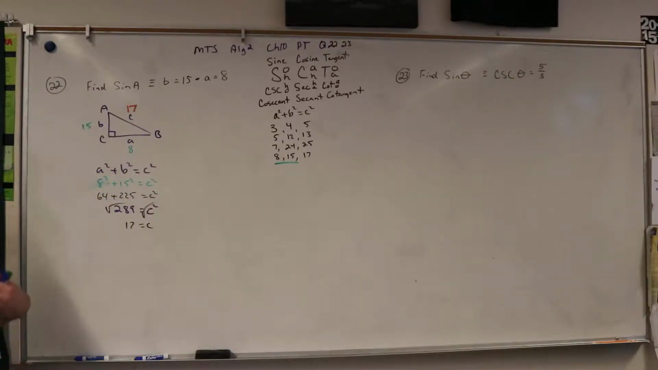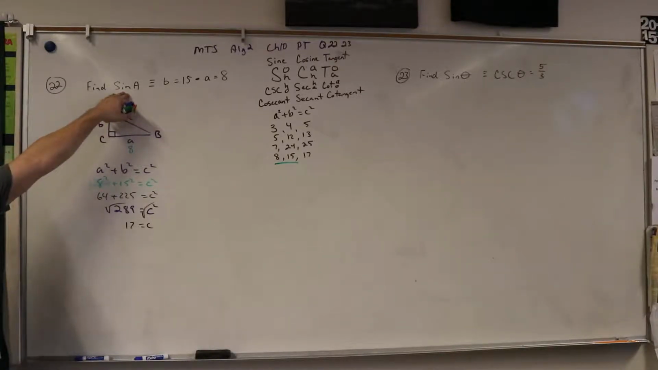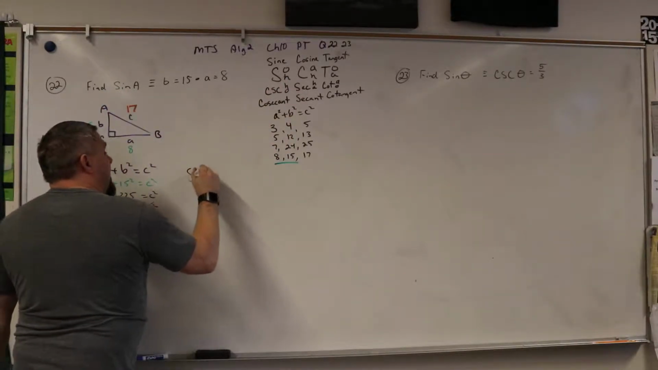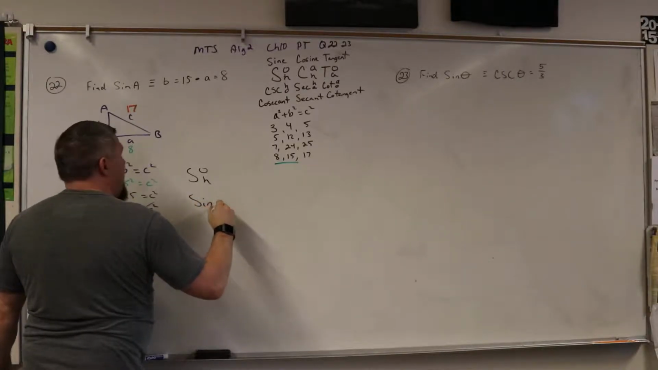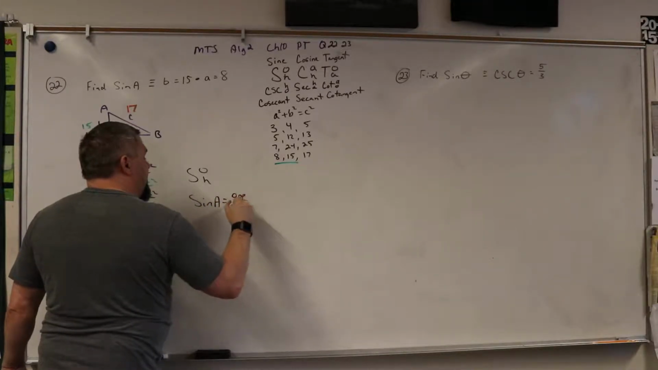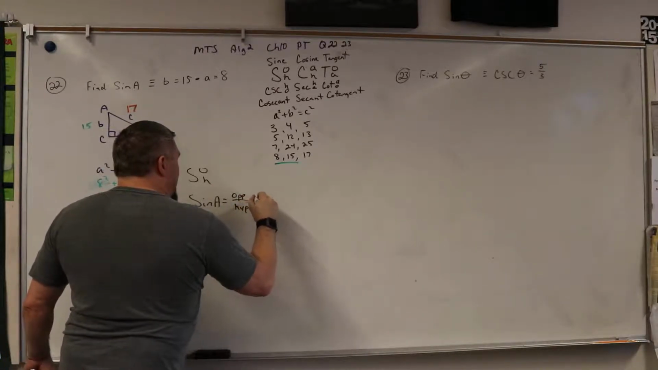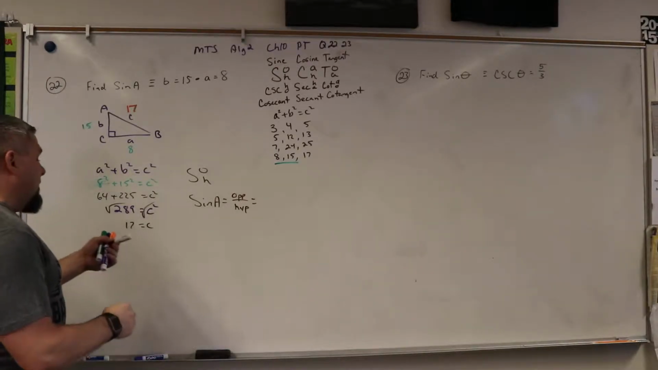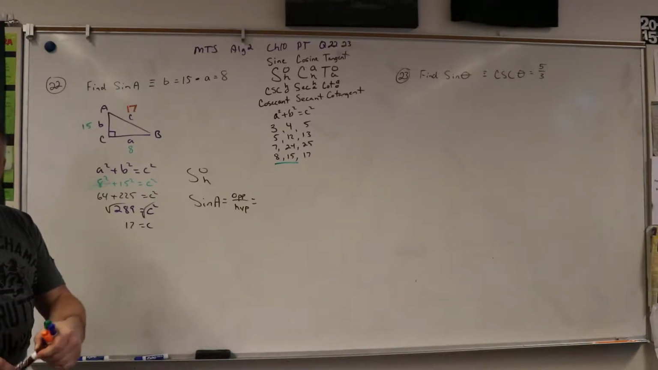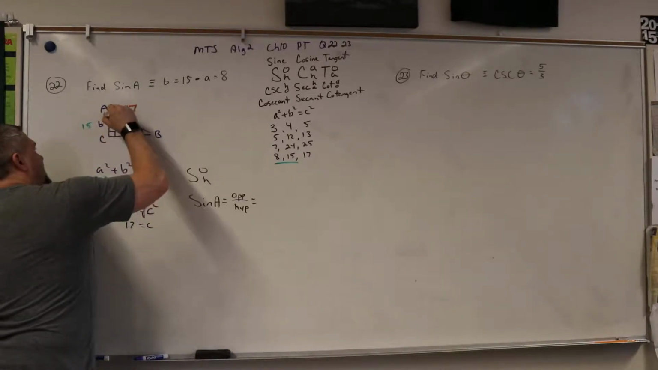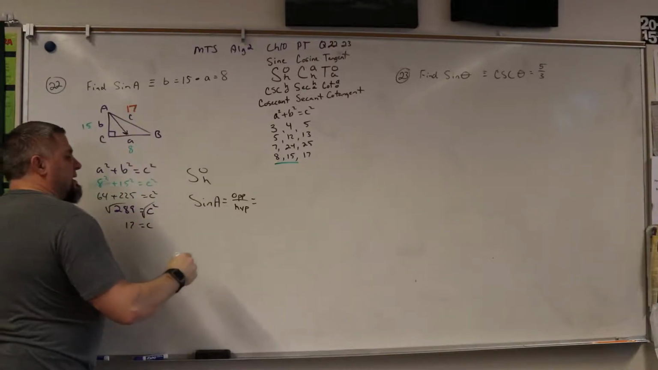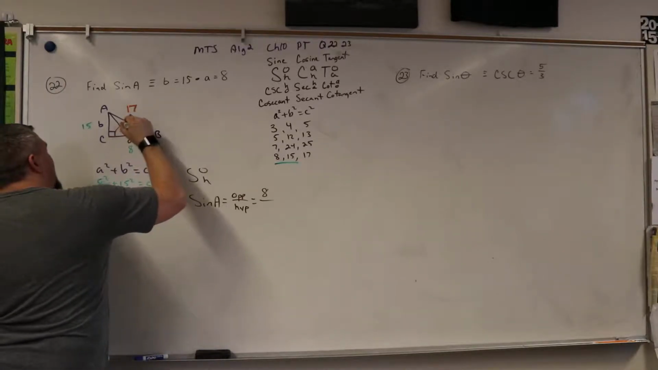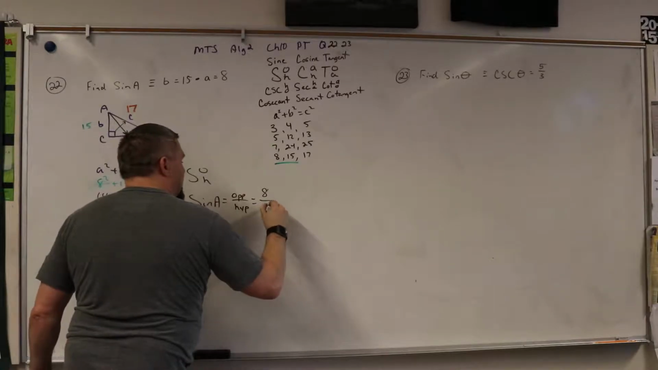The reason I need to know what c is is because it's telling me sine A. So sine of A is equal to opposite over hypotenuse. So I'm looking for the opposite from angle A. The opposite from angle A is 8. And then the hypotenuse is always across from the right angle, so that's 17.